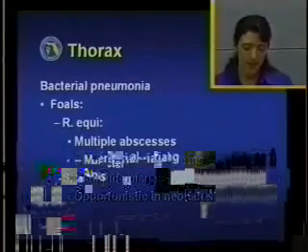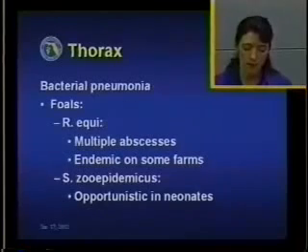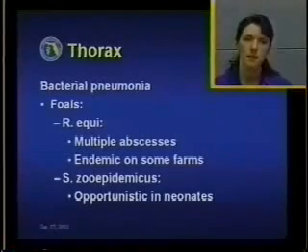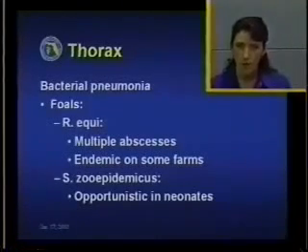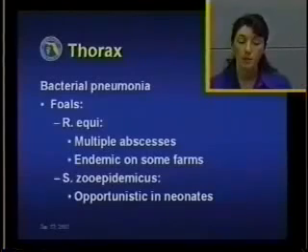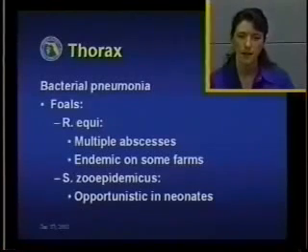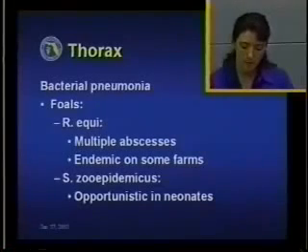In foals, once again, Rhodococcus equi is the most common cause of bacterial pneumonia, and it results in multiple abscesses. These foals will present very commonly at weanling ages, so 3 to 4 months, or 4 to 6 months rather, and they will present with severe respiratory sounds like rattles, and they will very commonly have a very abundant bilateral purulent discharge. They have an extremely elevated heart rate and respiratory rate.